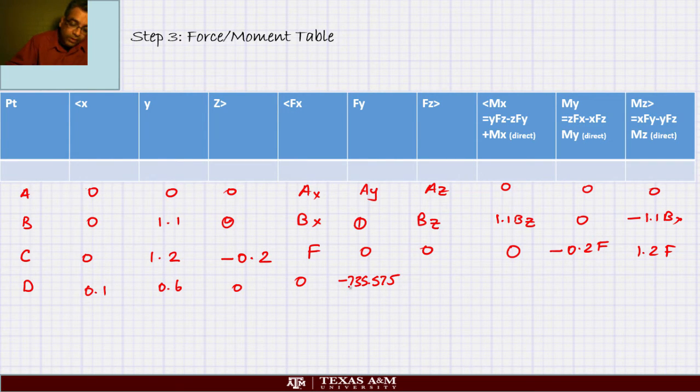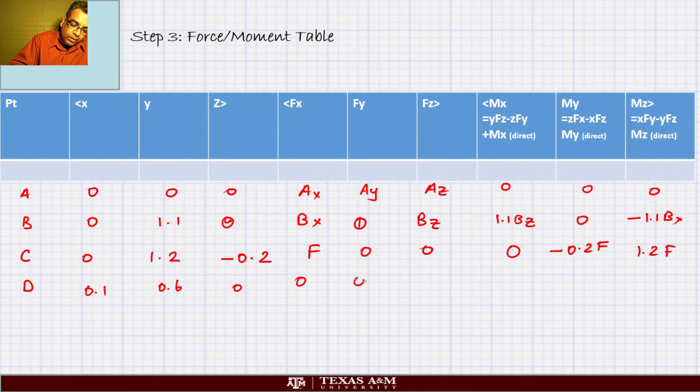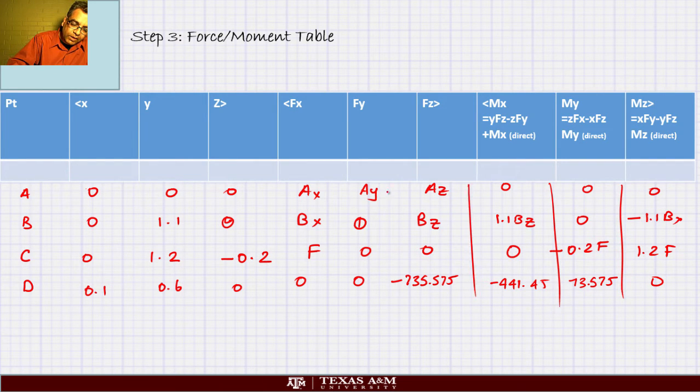Sorry. There you go. See, I made a mistake. I put it in the wrong place. That's a Z force. That's not a minus 735.575, and then you will get minus 441.45, 73.575, 0. There you go. We have finished our force table.